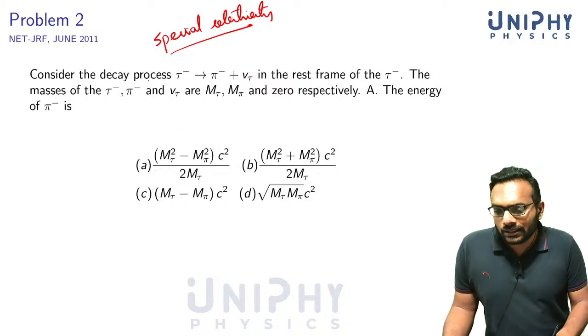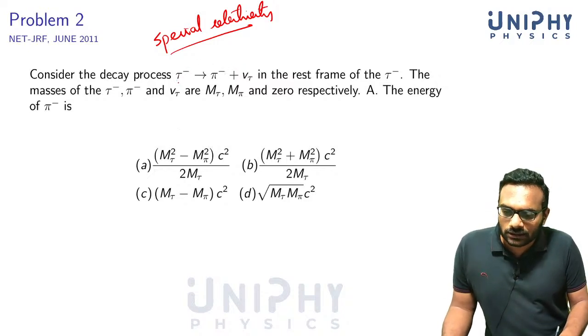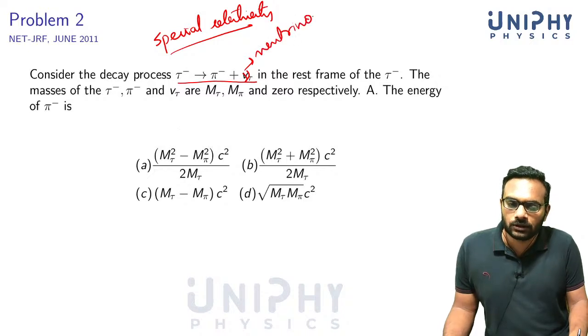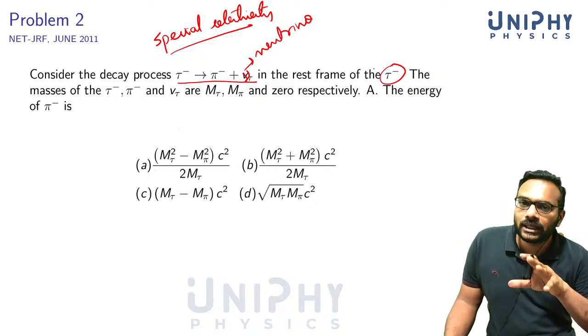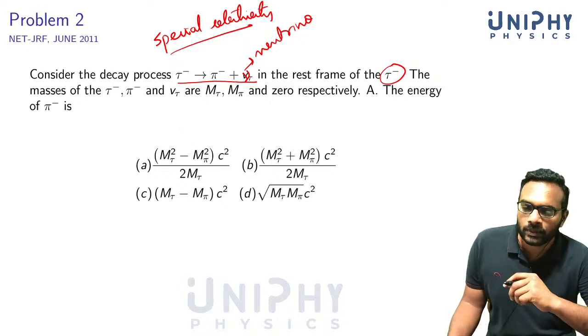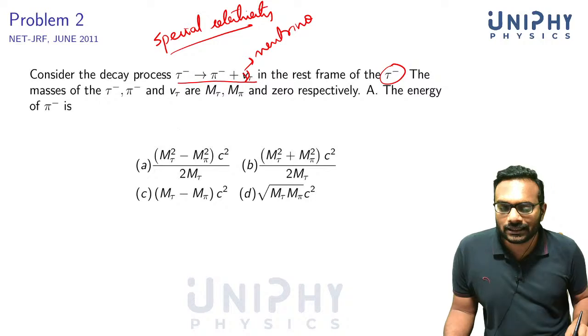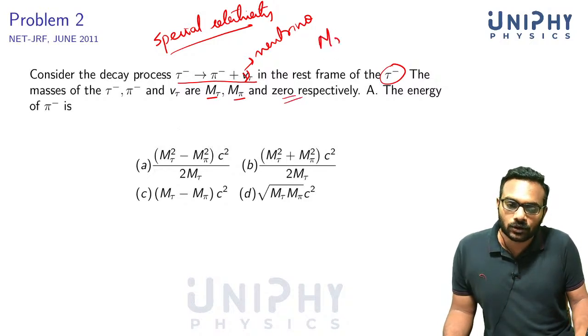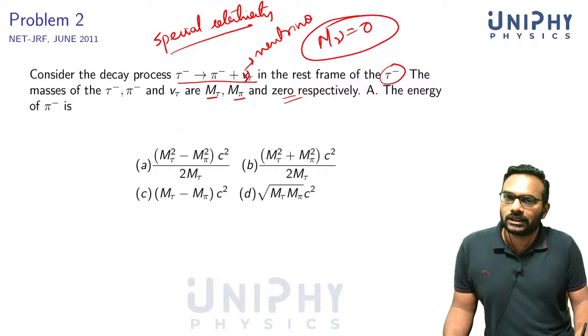And here is the question. Consider the decay process: tau minus gives pi minus plus nu tau. This nu is a neutrino. In the rest frame of tau minus. Now, we are looking at this whole process in the rest frame of tau minus, which means that in the laboratory frame, the tau particle is at rest. The masses of tau minus, pi minus and nu tau are m tau, m pi and 0. So, the mass of the neutrino is taken as 0, very important. We can use this fact.